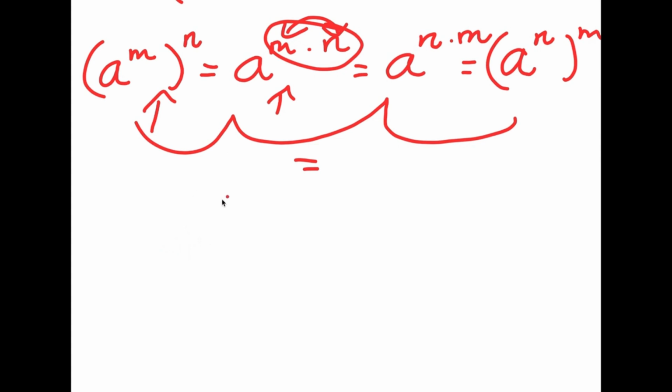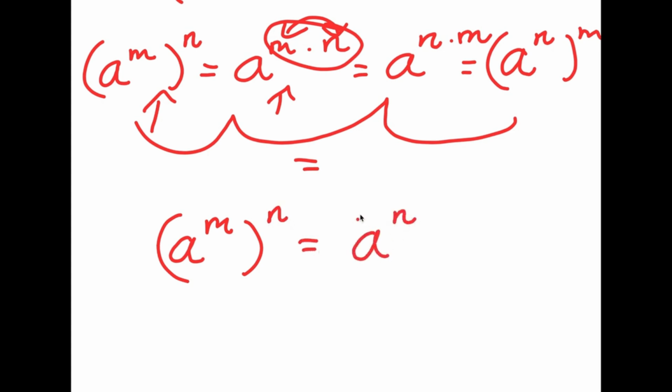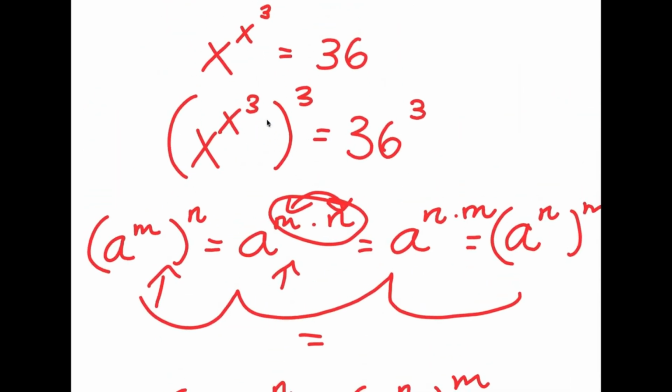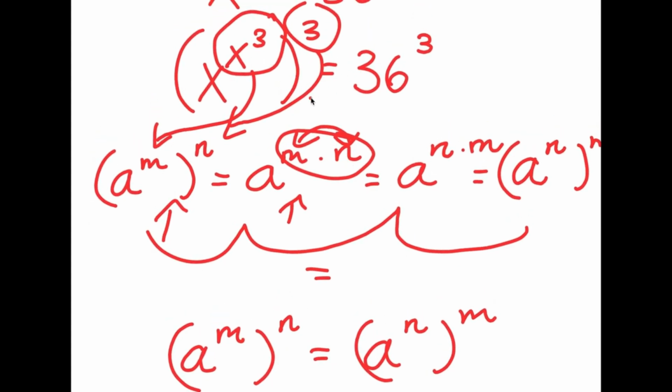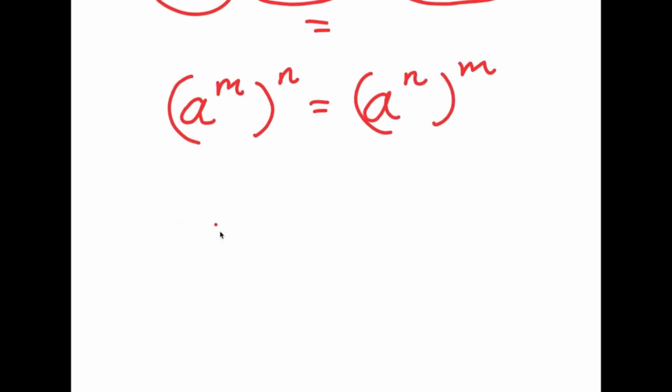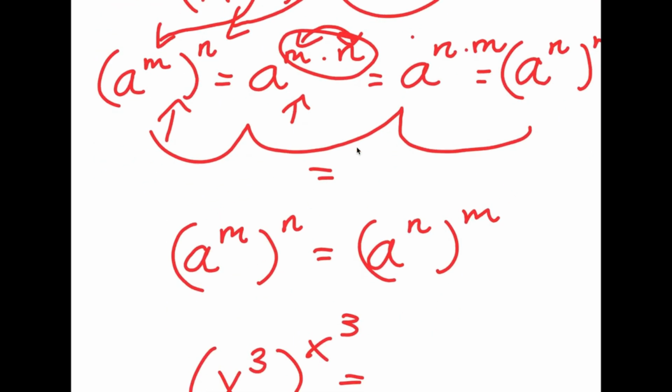So my point for telling you all of this is that a to the power of m to the power of n is the same thing as a to the power of n to the power of m. So now coming back over here, we have x to the power of x to the power of 3, to the power of 3, is equal to 36 to the power of 3. And we can think of x to the power of 3 here as m and 3 as n. So now I can switch the places of these two. So now I get x to the power of 3 to the power of x to the power of 3, and this is equal to 36 to the power of 3.